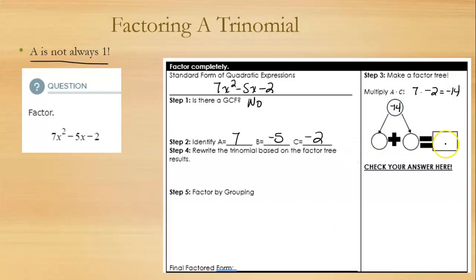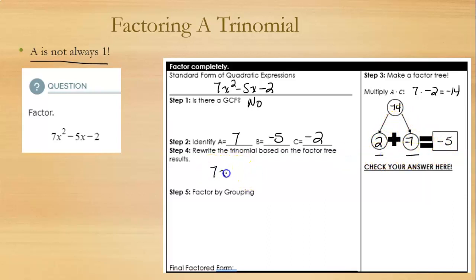So negative 14 goes there, and I need two numbers that multiply to be negative 14 and add to be negative 5. 1 and 14, no. Ooh, 2 and 7 are interesting. 2 times 7 makes 14. And if I need those to add to be negative 5, I can just make that a negative 7. Let's double check it. 2 times negative 7 is negative 14. 2 plus negative 7 is negative 5. So I think I've got my magic numbers here.